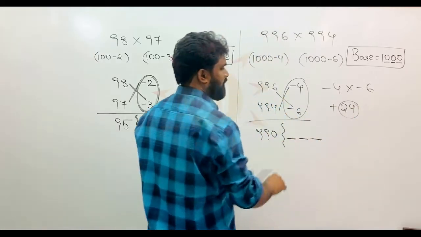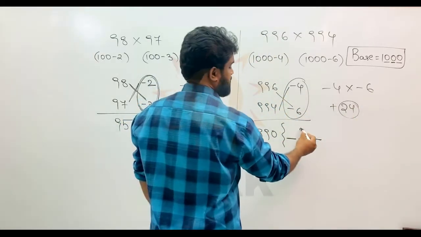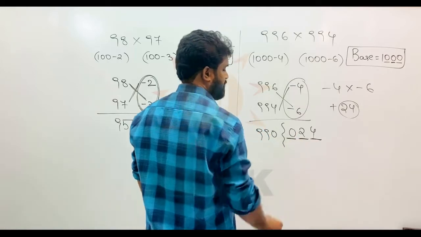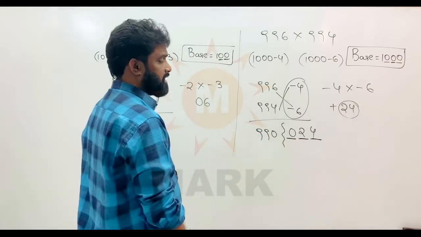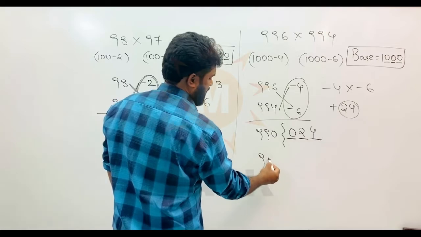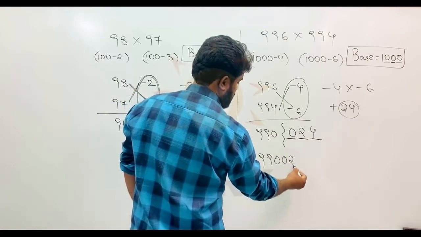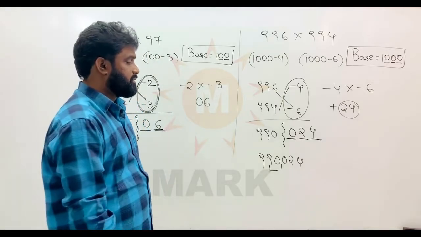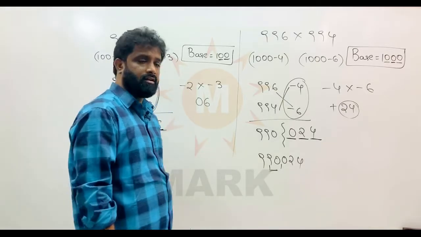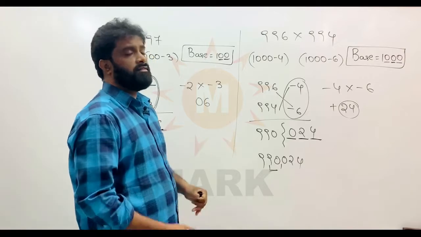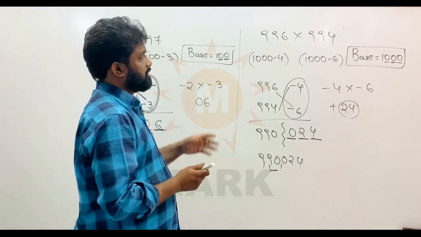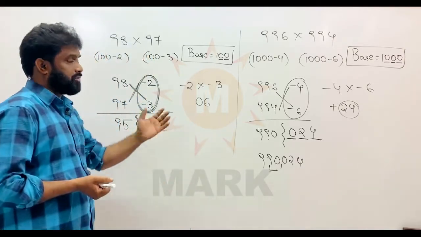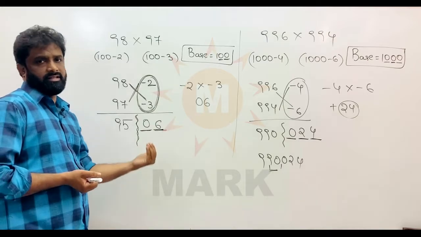So 24 we have to adjust in these three places. We can adjust it like 024. So what is your answer? 990024. Got it? So this is the way we can multiply numbers in the neighborhood of 100 or 1000. We were discussing the lower neighborhood.